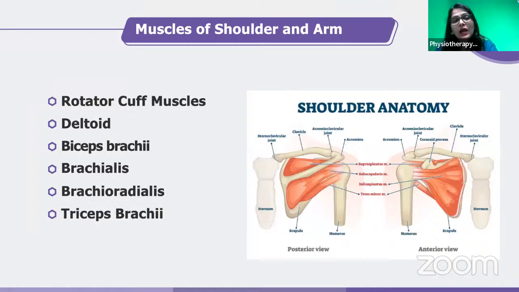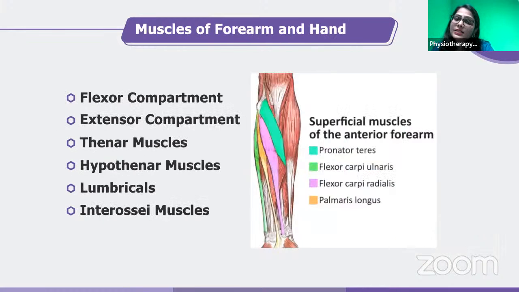Muscles of shoulder and arm, your rotator cuff muscles. What are the four muscles of rotator cuff? Supraspinatus, infraspinatus, teres minor, and subscapularis. Those muscles I am going to teach you. Deltoid, biceps, brachialis, brachioradialis, triceps brachii. Muscles of forearm and hand: flexor compartment muscles, extensor compartment muscles, thenar muscles, hypothenar muscles, the lumbricals, and the interossei muscles. I know lumbricals and interossei are very confusing, so I will try to teach you in an easy way.